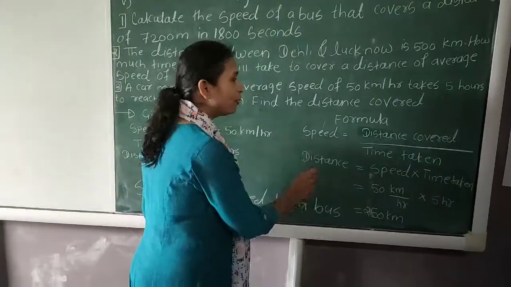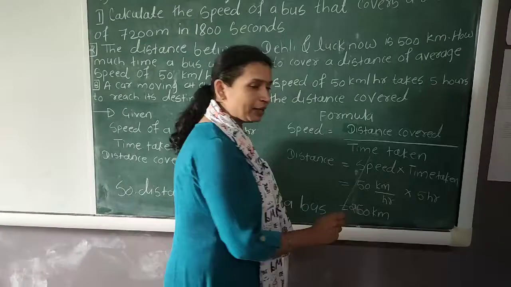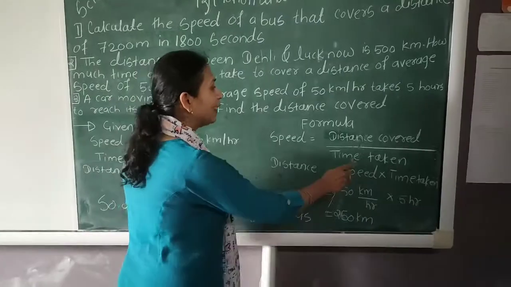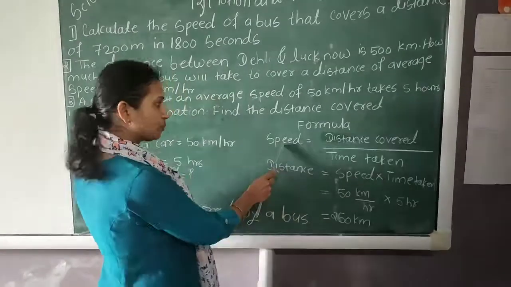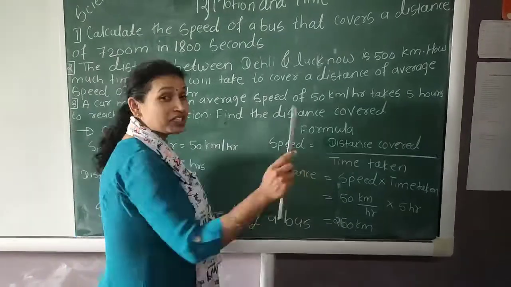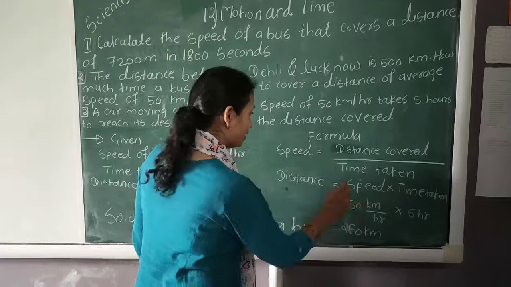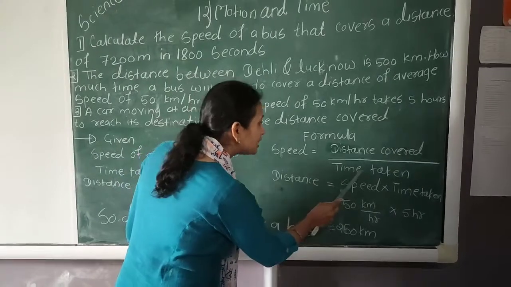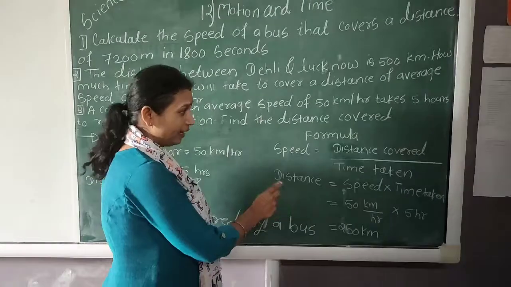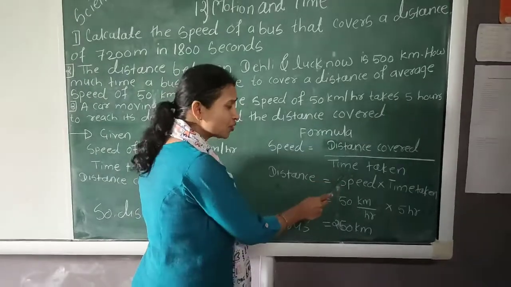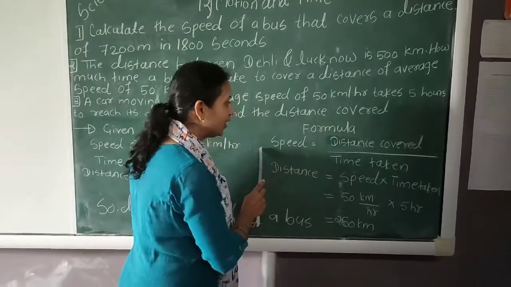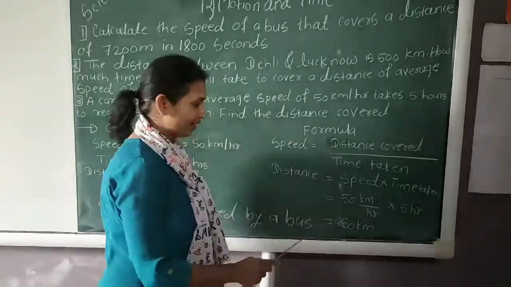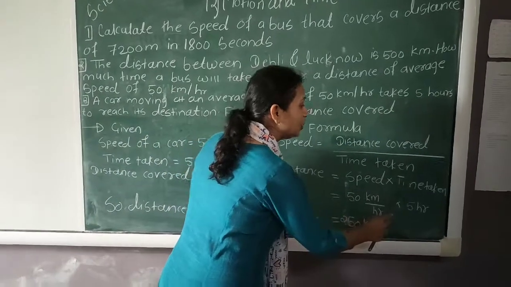We have the formula. Speed is equal to distance covered divided by time taken. Now distance, this is what we are supposed to find out. We know these two values. Speed we know, that is 50 km per hour, and how much time was taken? That was 5 hours. What did we do? We keep distance as it is. This time will shift towards the speed side. It was divided over here, but when we shift it over here, it will become multiplied. It will multiply the speed. Now the final formula is distance is equal to speed into time taken.